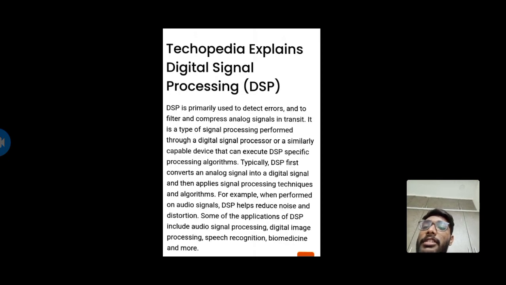Typically, DSP first converts an analog signal into a digital signal and then applies signal processing techniques and algorithms. For example, when performed on audio signals, DSP helps reduce noise and distortion. Some of the applications of DSP include audio signal processing, digital image processing, speech recognition, biomedicine, and more.